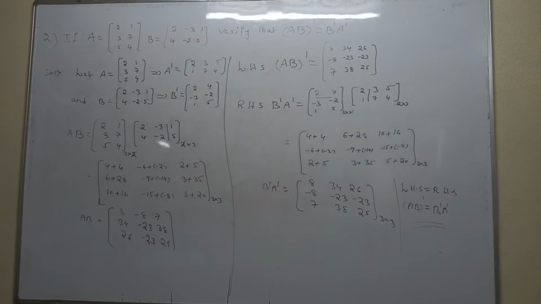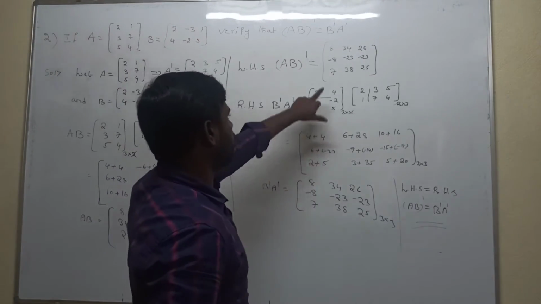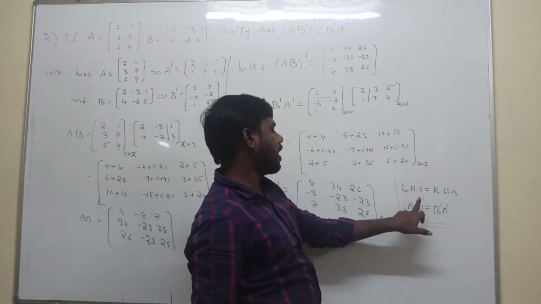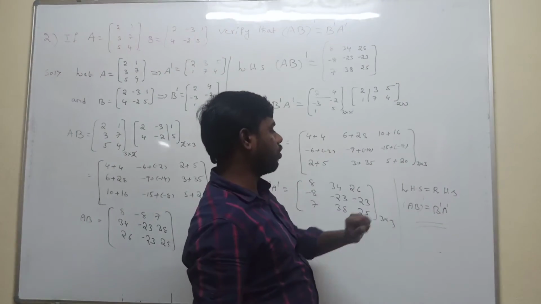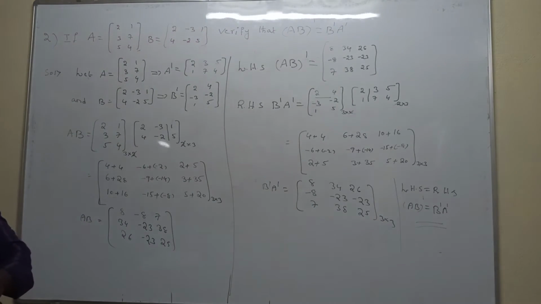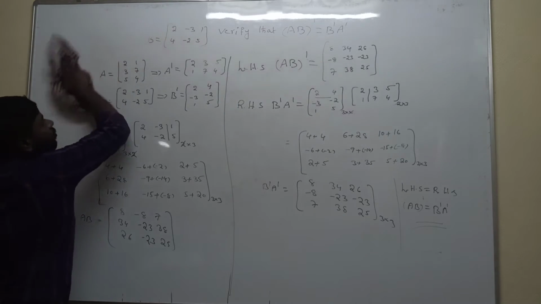So observe both LHS and RHS. The LHS matrix and RHS matrix both are equal. That's why you have to write in conclusion: LHS is equal to RHS. LHS is nothing but (AB) transpose, which is equal to B transpose A transpose. Everyone understood how to solve the questions? This type of question is very important. Next we are going to solve a problem.